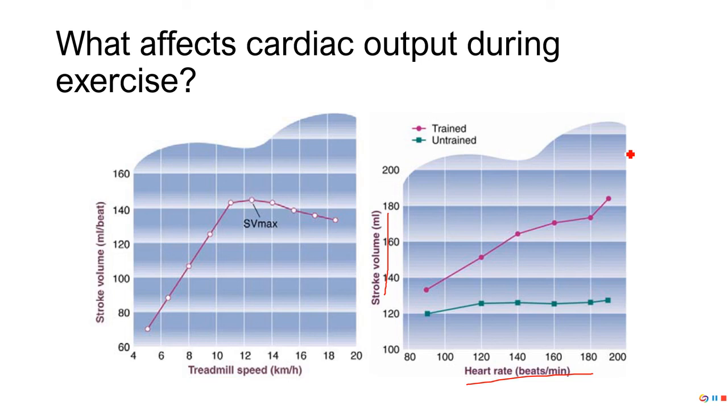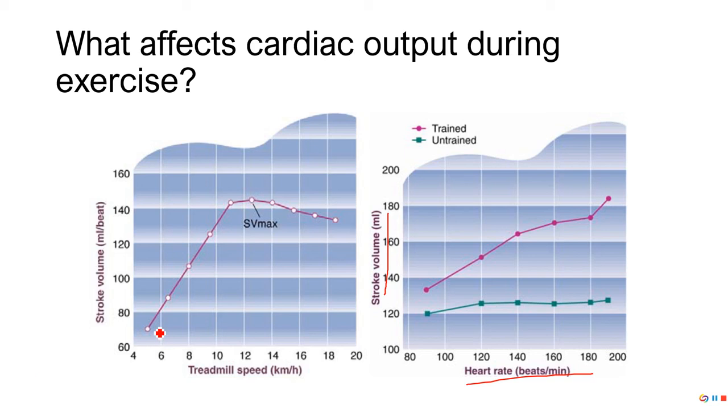Whereas in the trained individual, notice that the stroke volume is a little bit greater at a lower heart rate, but not only that, it increases linearly, okay, up until we get to, in this case, about 190. And so we have a 50% increase going from 130 up to about 190, 195. That would be close to 50%. Okay, so here we've got not even 10% or maybe 10% increase with the untrained, but in the trained, it's about 50% based on this figure. Not numbers I'm going to ask you to remember.